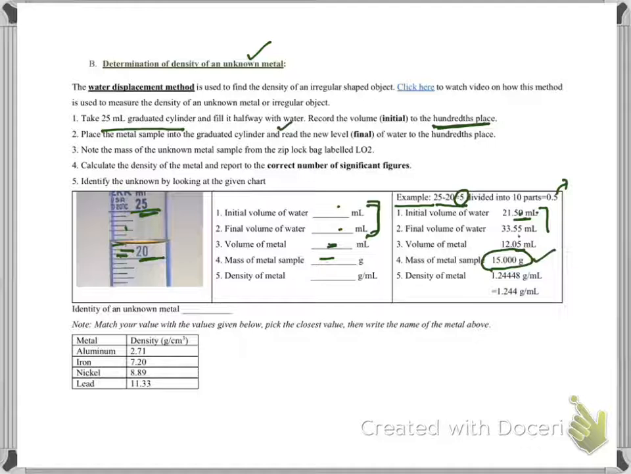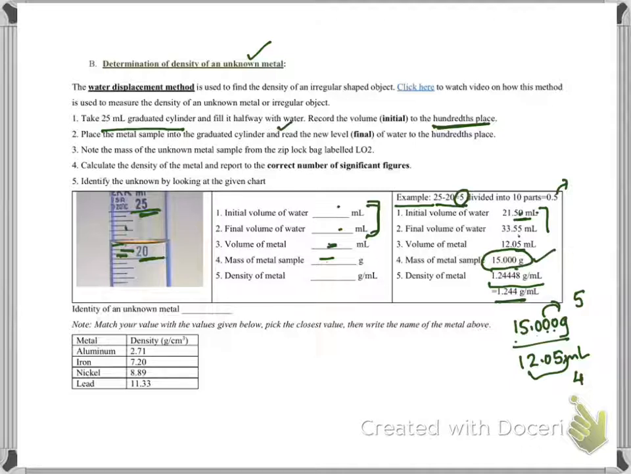Then when you're calculating density, it is mass, which is 15.000 grams, divided by volume, which is 12.05 milliliters. So there are 1, 2, 3, 4, 5 significant figures here, and 4 significant figures here. So my answer should have 4. When I divide it, I will get a big number in the calculator, but then I'm going to report it with the 4 significant figures.